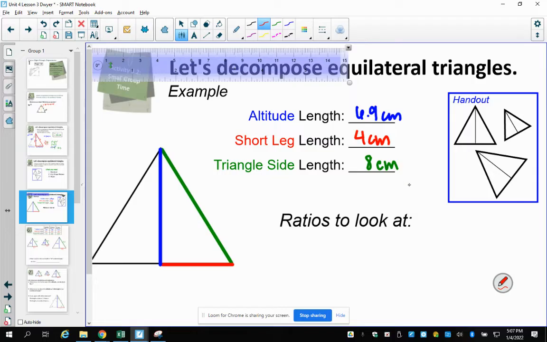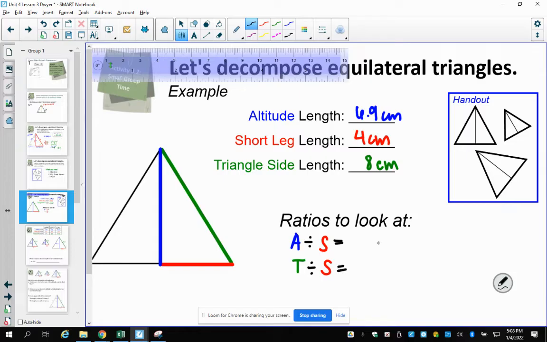Then you're going to look at some ratios. It asks you to compare ratios of these sides. Specifically, in each of the triangles, I want you to look at the altitude divided by the short leg. What do you get when you do altitude divided by short leg? And what do you get when you do the triangle side length divided by the short side?